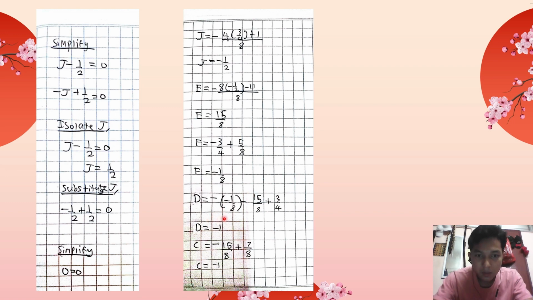T equal to bracket negative 1 over 8 minus 15 over 8 plus 2 over 4. T equal to negative 1. C equal to negative 15 over 8 plus 7 over 8. And C equal to negative 1.